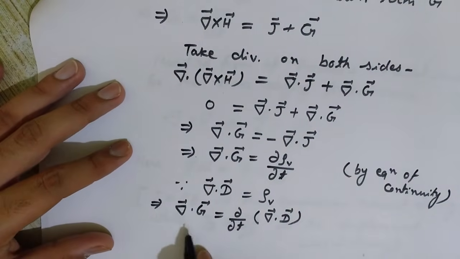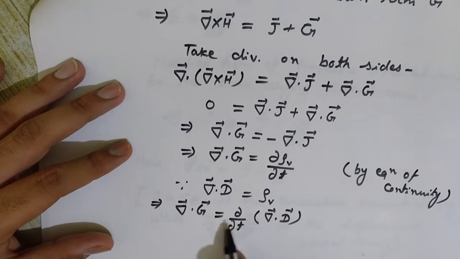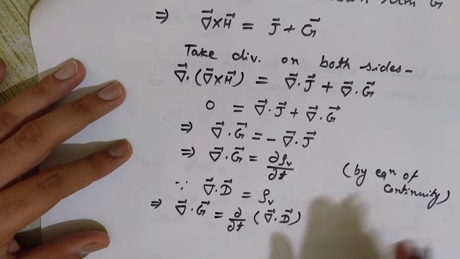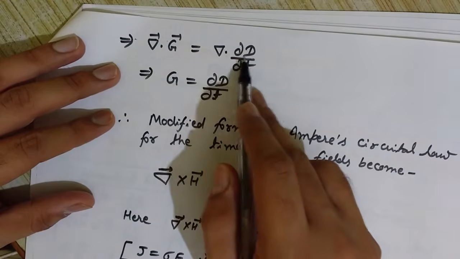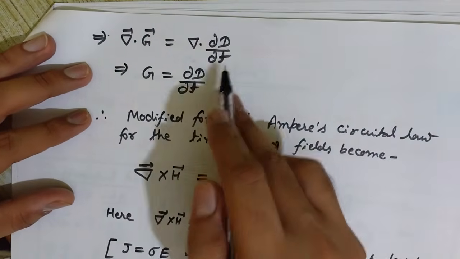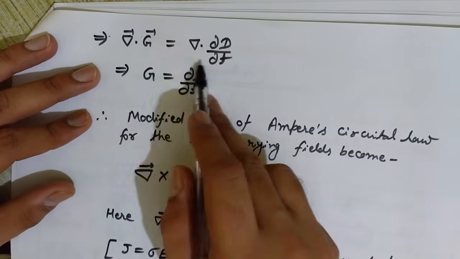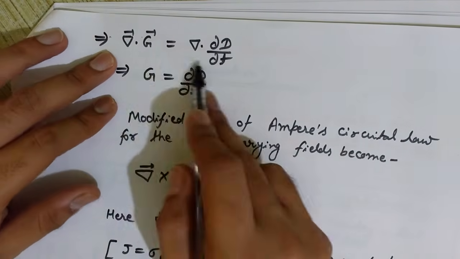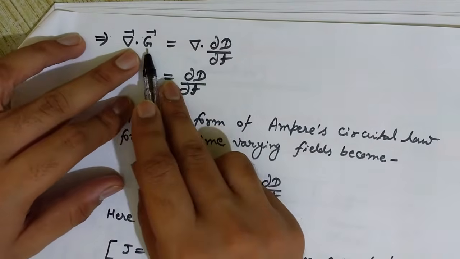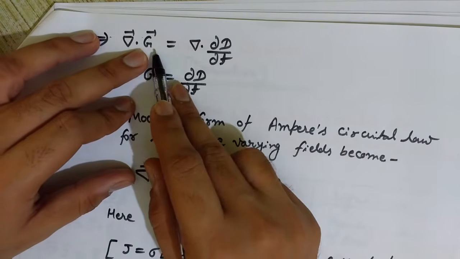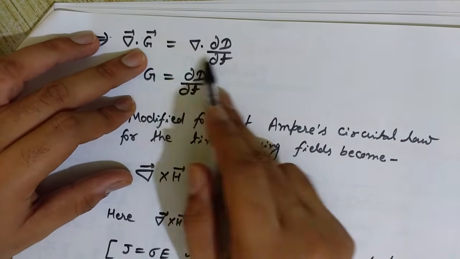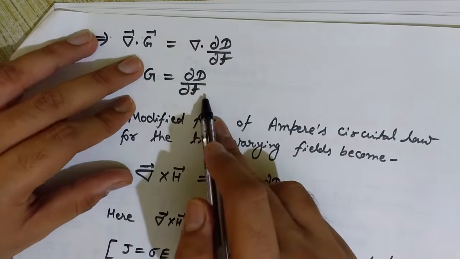I can write this in the next step. It is equal to divergence of del D by del T. Take this divergence at this place: divergence of del D by del T. Look here, divergence of G is equal to divergence of del D by del T. Since these two are equal, and this is the divergence of this term, and here is the divergence of that term, for these to be equal, G has to be equal to del D by del T.